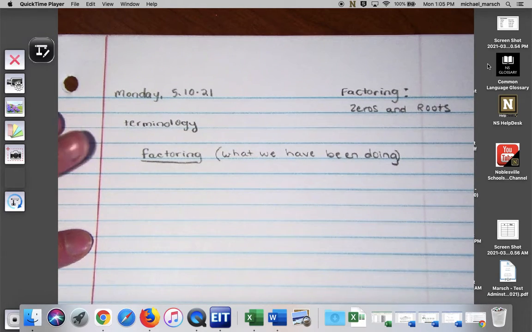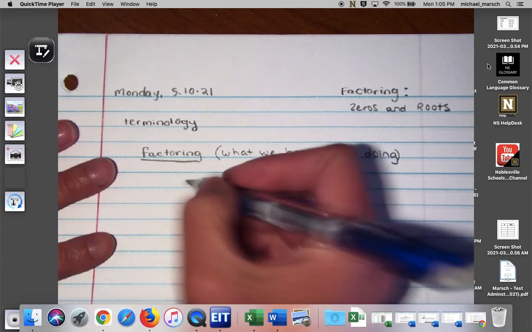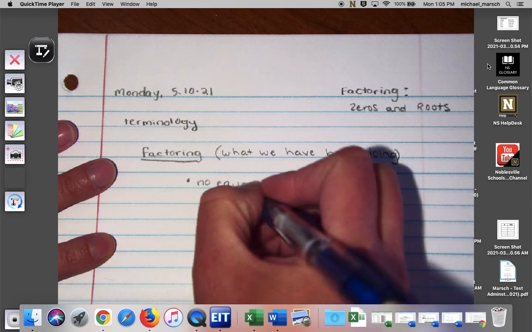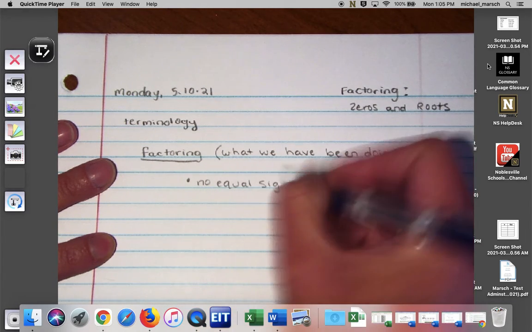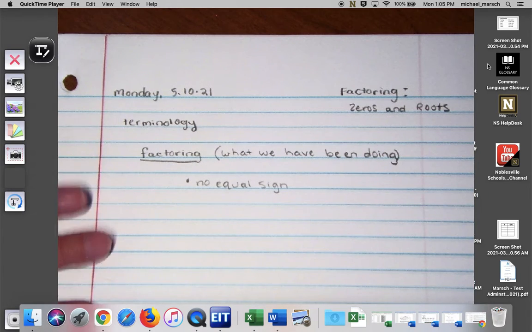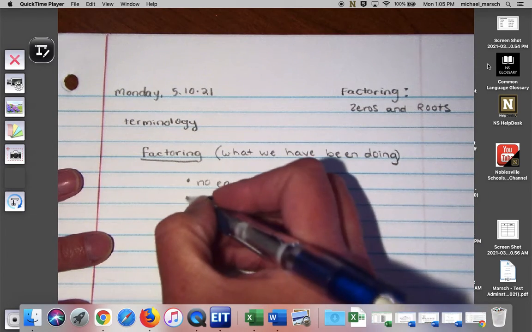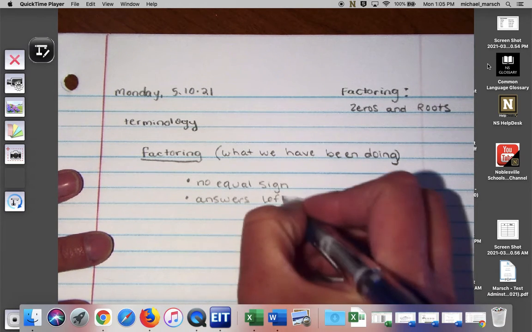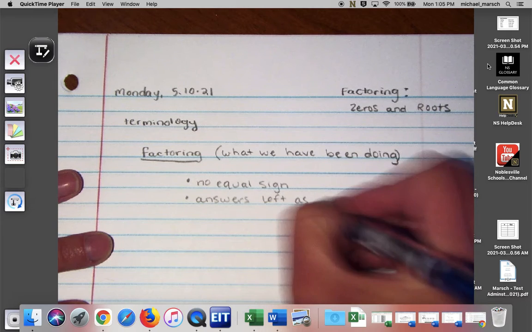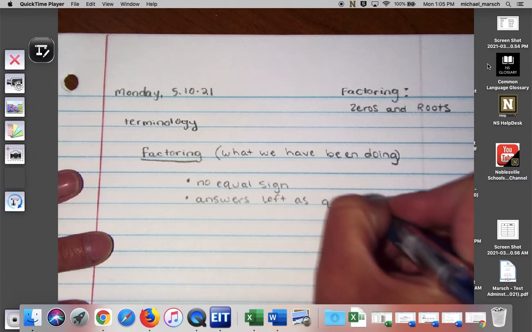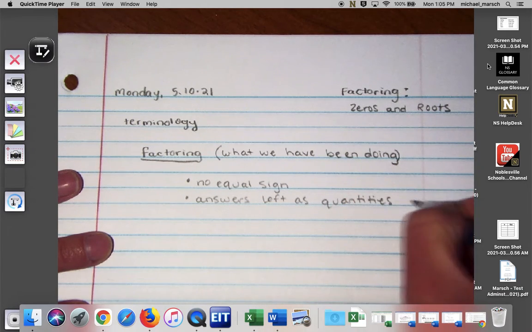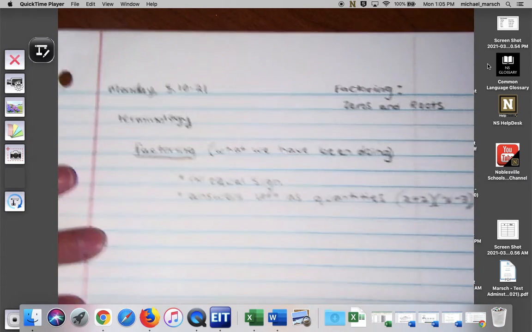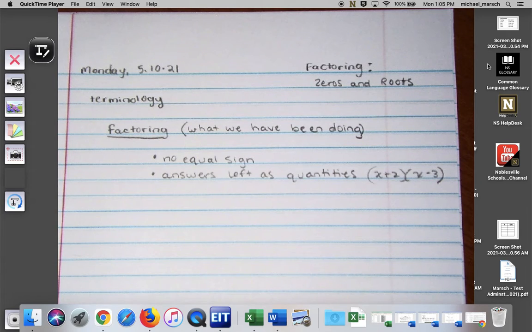So we've been factoring, right? And some of the things about factoring is there's no equal sign. It's an expression, not an equation. And also our answers were left as quantities, like x plus 2 times x minus 3 or something like that. So that's what we've been doing.